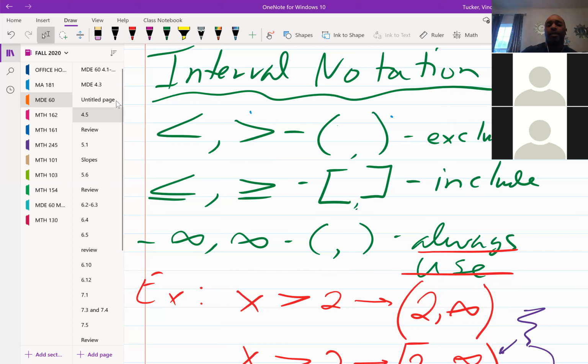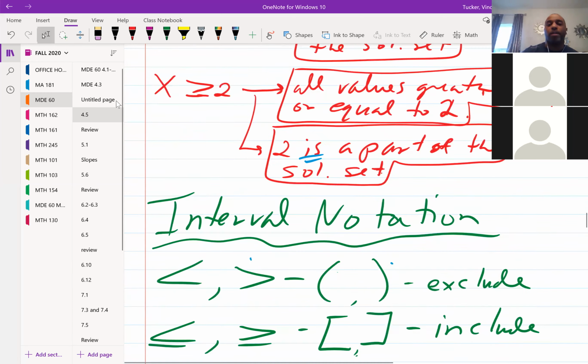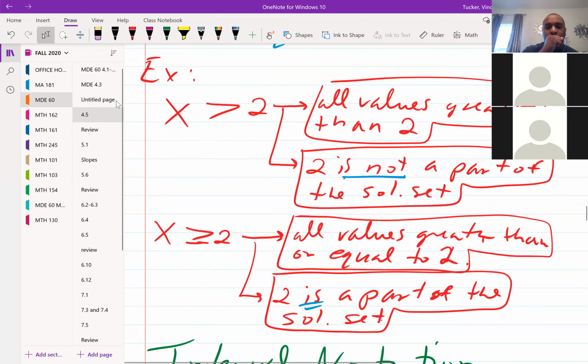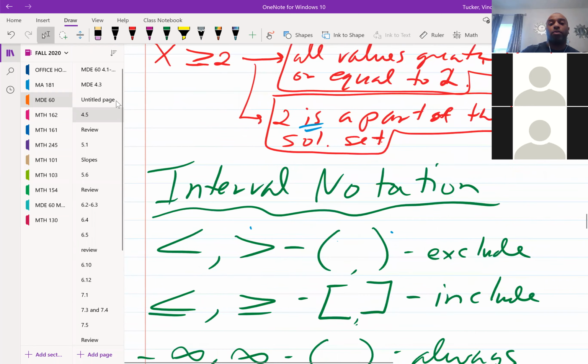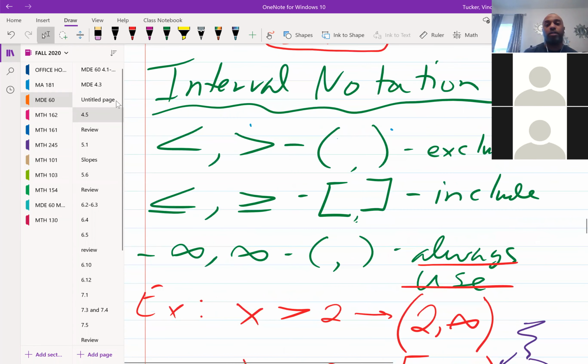Going back here, we know that when x is greater than 2, we're going to leave out 2. 2 is not a part of the solution set. When x is greater than or equal to 2, 2 is a part of the solution set. So that's what these reflect. The parentheses means that I'm not using the 2 as a part of my solution set. You're going to exclude 2. The bracket means that you're going to include 2.